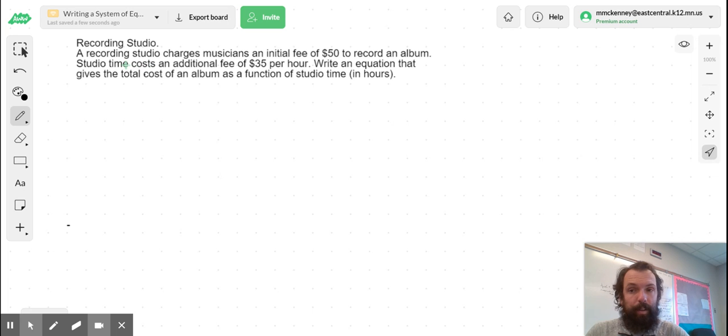Our first example is talking about a recording studio. A recording studio charges musicians an initial fee of $50 to record an album. Studio time costs an additional fee of $35 per hour. We're being asked to write an equation that gives the total cost of an album as a function of studio time in hours.